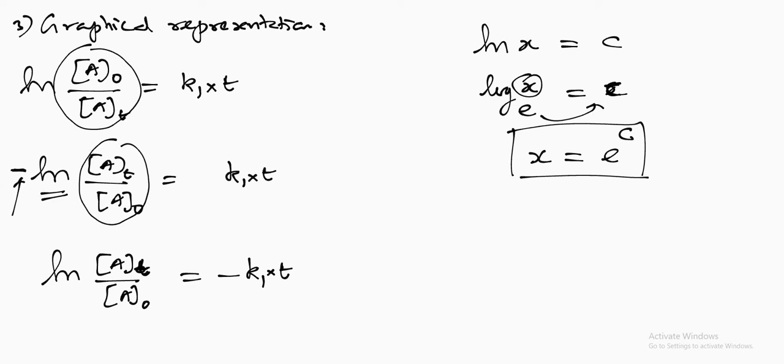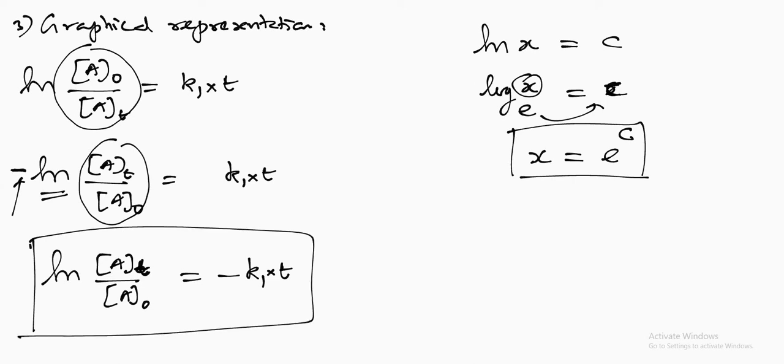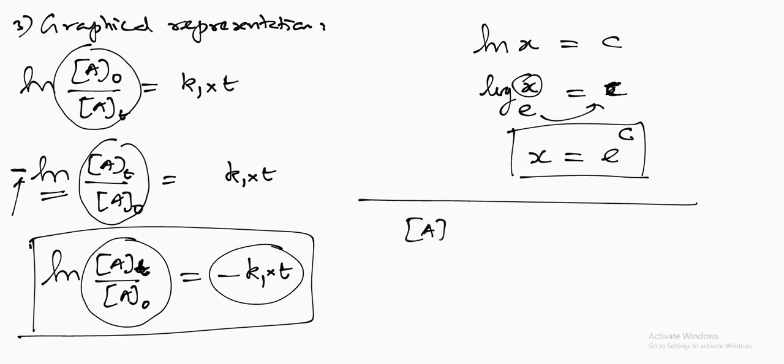Exponential power C, okay. Now listen, in a similar manner, see this expression, students. We have ln At by A naught, so this is my X, and this is C. So ln X equal to C is there, therefore I can write At by A naught as e power minus K1 into t. Any doubt, students, any doubt in this? Just observe this carefully. Very simple expression, but very, very important.